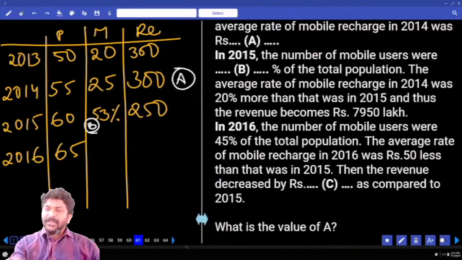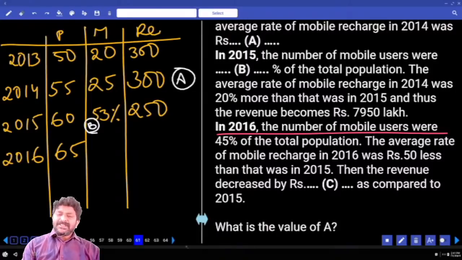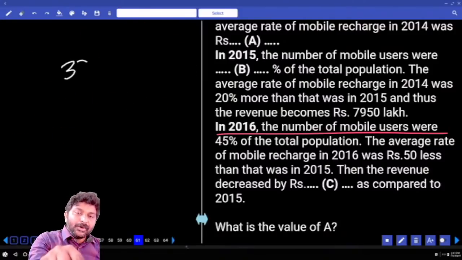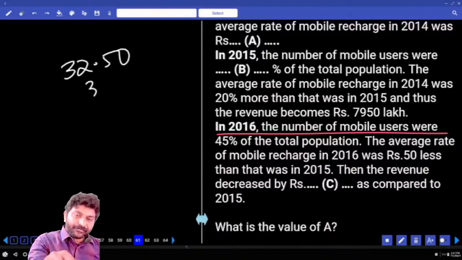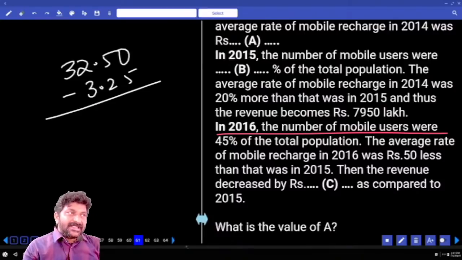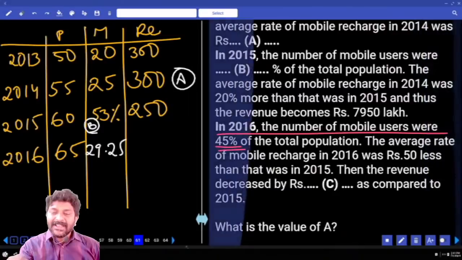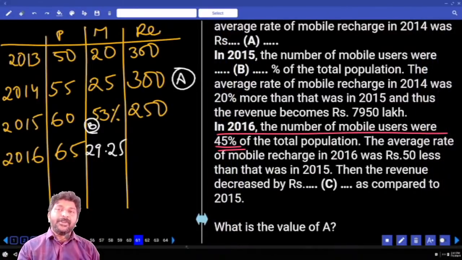Continue. In 2016, the number of mobile users were 45% of total population. What percent? Mobile users 45% calculated on 65 only. What is 50%? 32.5. 5%. 45% in the sense 50 minus 5 only, which is equal to 29.25. Correct? Percentage or number? Number only, percentage కాదు. Percentage calculate చేసిన తర్వాత వచ్చిన number కదా ఇది. 29.25 lakhs.